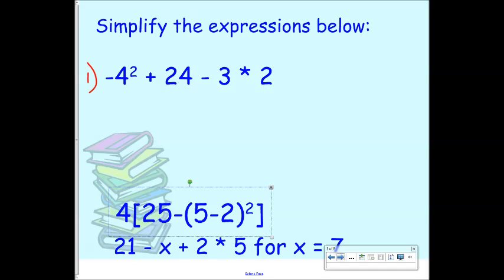Negative 4 to the second power, but it doesn't have what? Parentheses, which means what? Negative 4 times 4. The negative only goes with the first one, so it's going to be like negative 4 times 4, which is actually what? Negative 16.